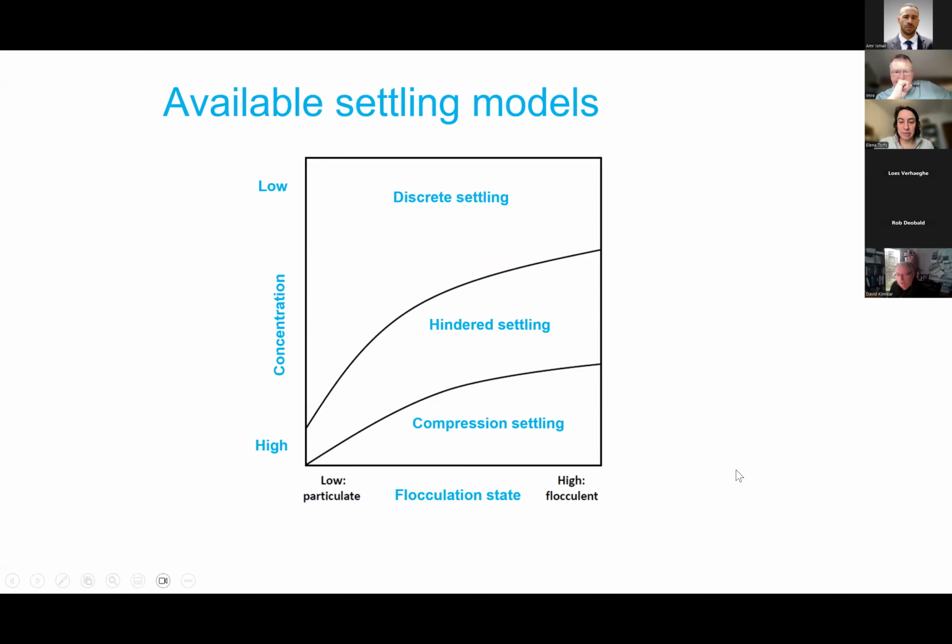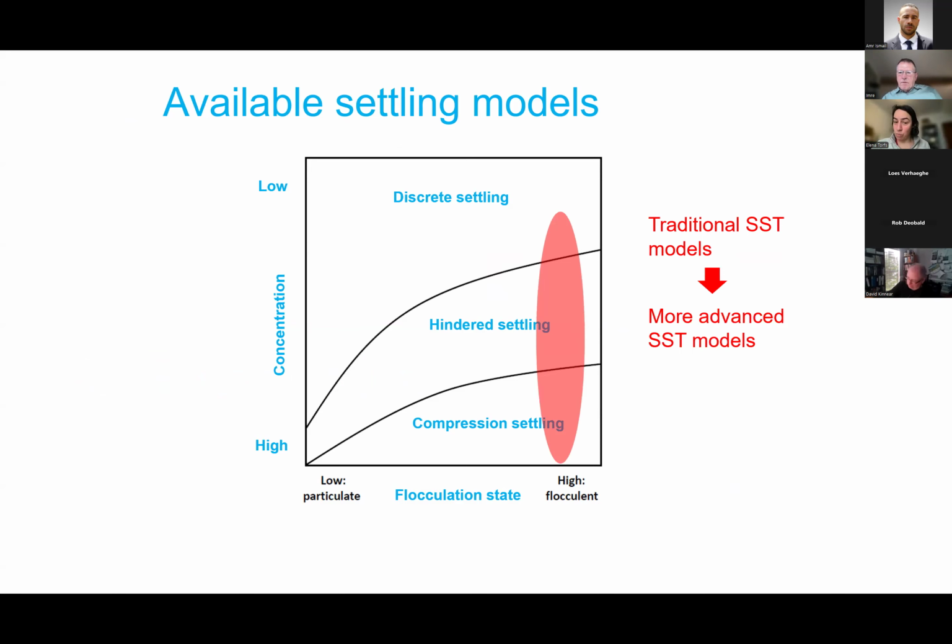Remember this figure? Indeed, we've seen that the models that we typically use only consider one flocculation state, so we will calibrate them. They mainly look at hindered settling with double exponential extensions to cover the low concentration region. We can add compression settling, so we can also cover this bottom region, but it doesn't really consider flocculation.